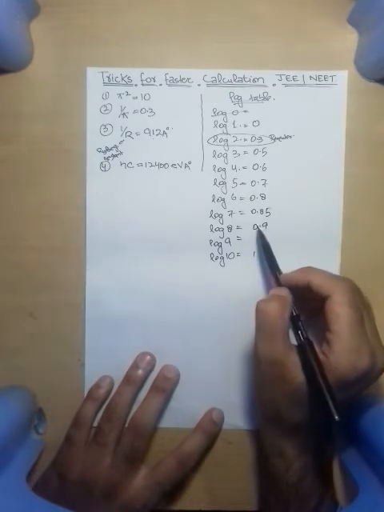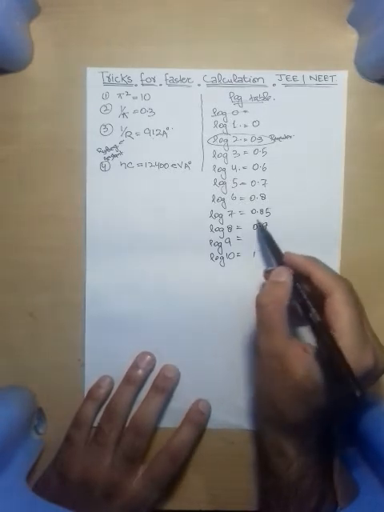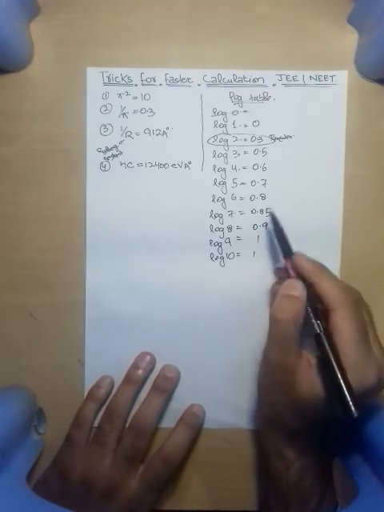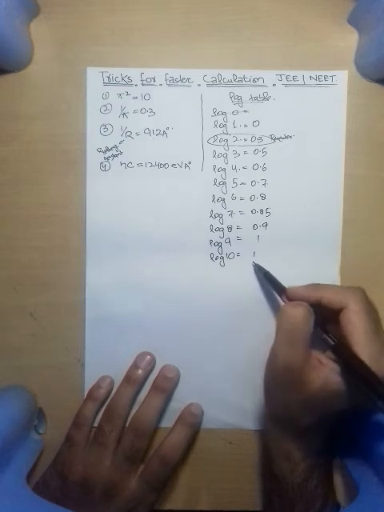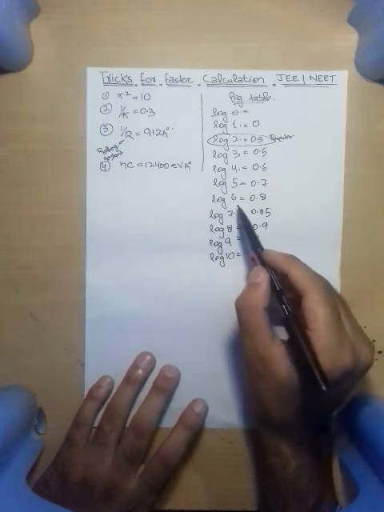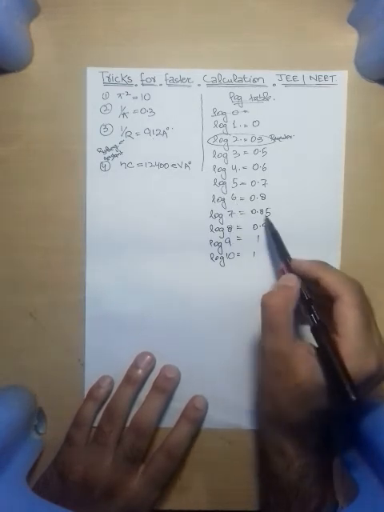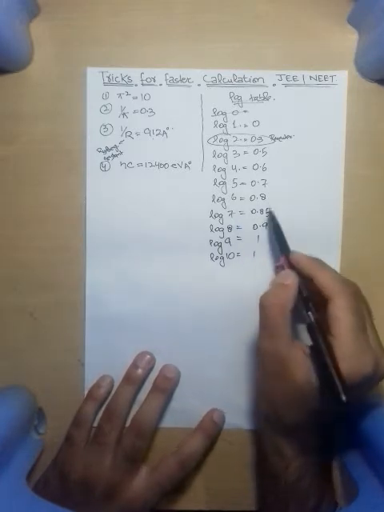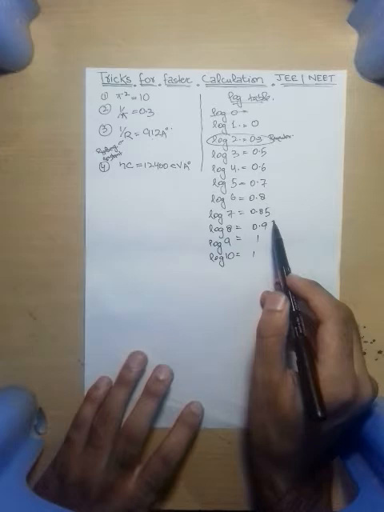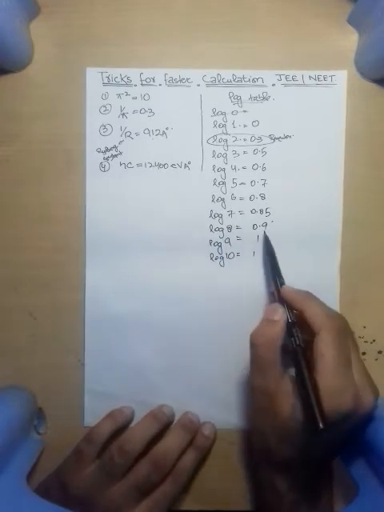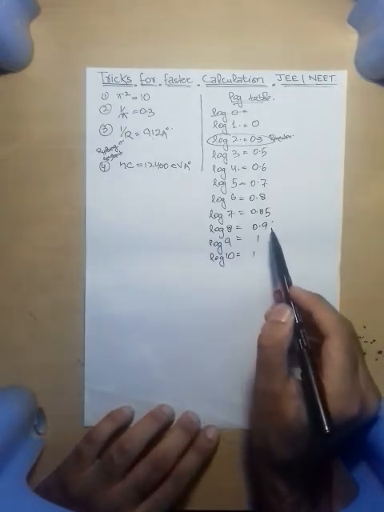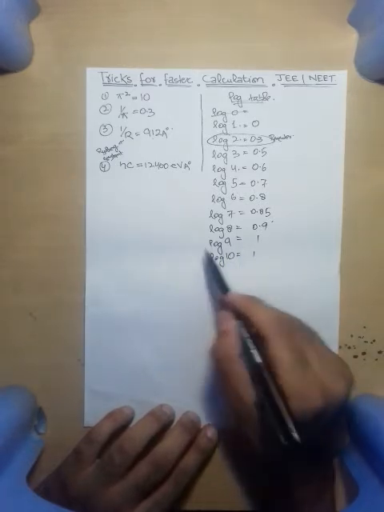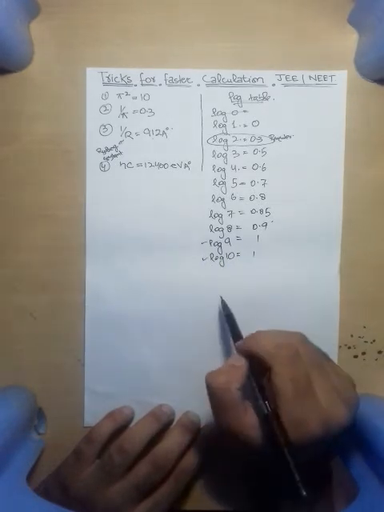Now what I have done here, you just have to remember this and this. Why this? Because you know log 10 is equal to 1. On going from log 6 to log 7, you have to just increase it by 0.05. Log 6 is equal to 0.8, log 7 is equal to 0.85, log 8 is equal to 0.9. Then you go up by 0.05 again. And log 9 you have to remember is approximately equal to 0.95, and log 10 is equal to 1.